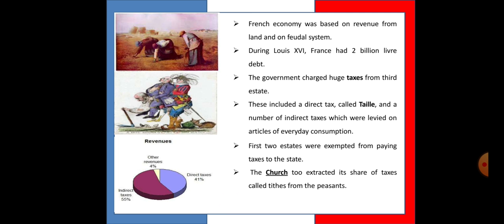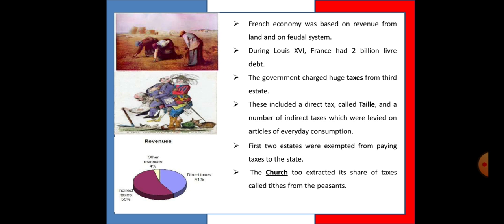Now economic causes. As I have told you, economic means the condition of any country related with monetary benefit. So what were the economic causes of the French Revolution? The French economy was based on revenue from land. That means they were dependent upon taxes. We had discussed that Louis XVI was helping 13 American colonies to gain independence from their common enemy Britain. Because of this help, they had to take a loan from big money lenders and pay a huge amount, due to which the treasury of France had drained out, and to recover those losses, they started charging taxes on the people.